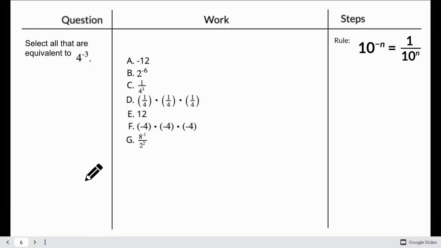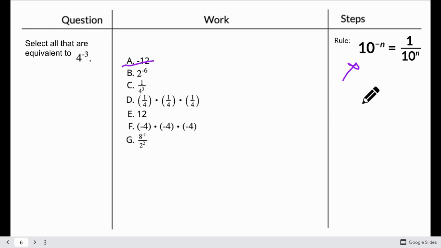Here we're asked to select all that are equivalent to 4 to the power of negative 3. First of all, remember that with exponents, you're not just multiplying these two numbers, so that already tells us that A is not true.